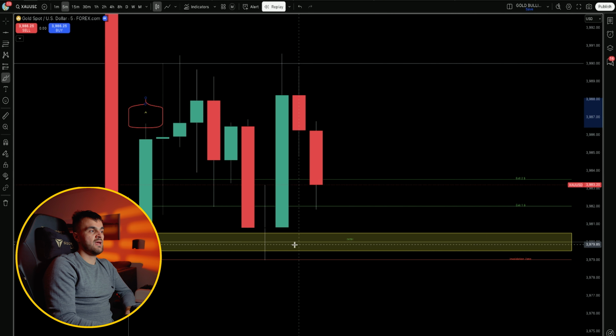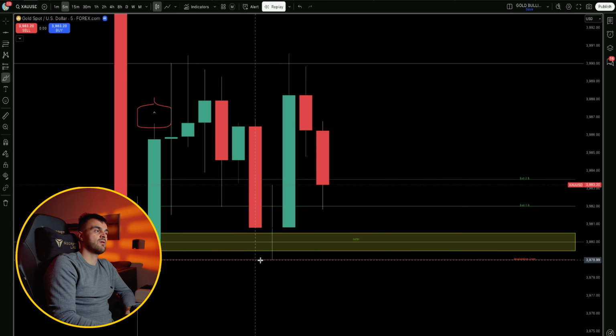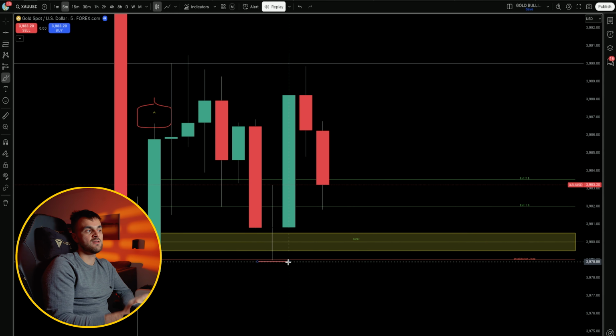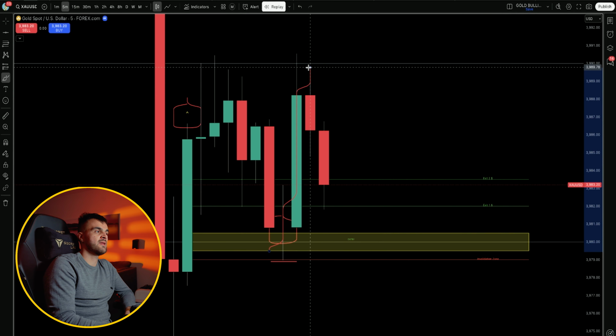And we could see it hit the invalidation. Why wouldn't this be a stop loss here? It hit the invalidation, but it still respected the zone, and we have a rejection candlestick at this level. We can still see gold pretty much respected that movement.